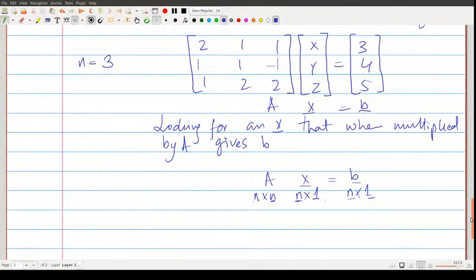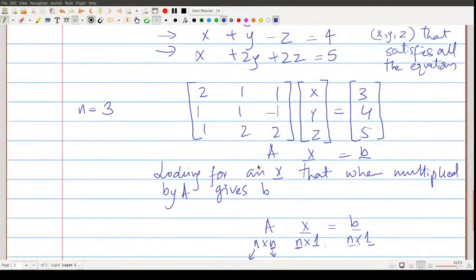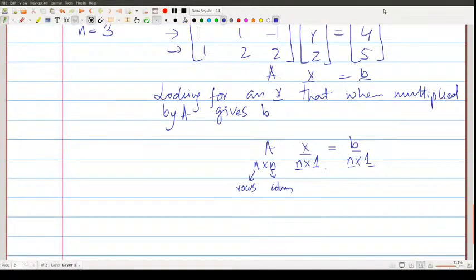Any confusion so far? When we say n by n, we mean n rows and n columns. So you look at rows times columns. So n by n, 3 rows, this is the first n, and then columns, rows times columns. Okay, perfect.